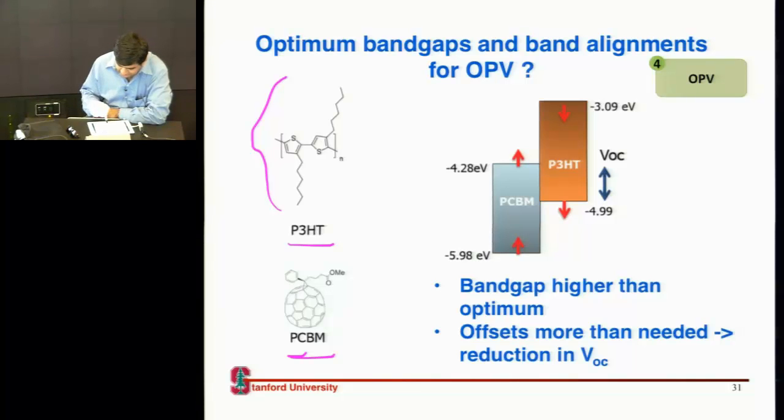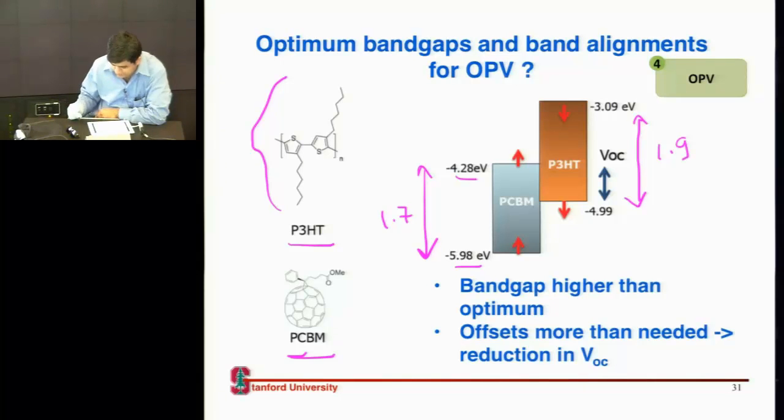So now let's look at the band gap. The band gap of these, if I subtract this conduction band from the valence band, is around 1.7. Right? Similarly, over here it's close to 3.5, approximately 1.9 over here. So this is much larger than what you guys had suggested, right? And look at this misalignment, right? This is 4.2 minus 3.1, almost 1.1 electron volts, right? So this is much more than what I need, right?